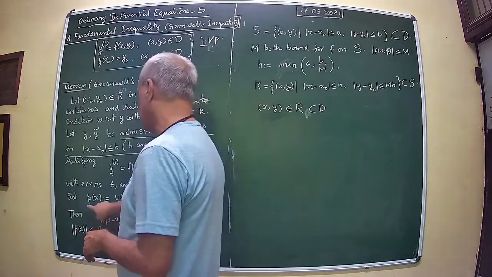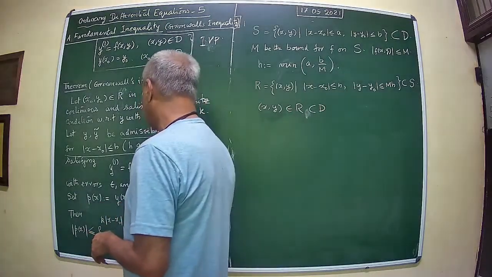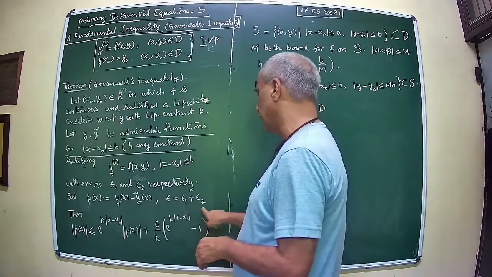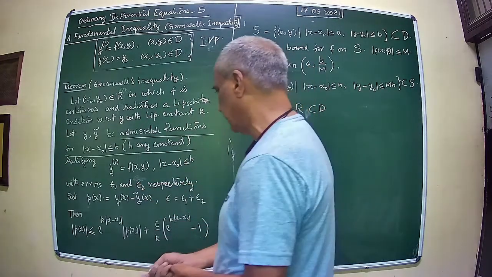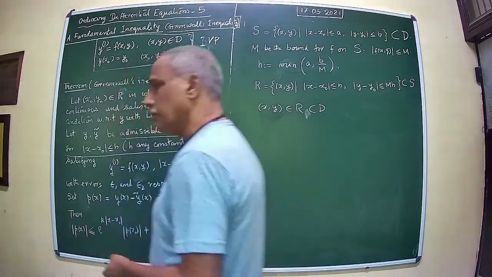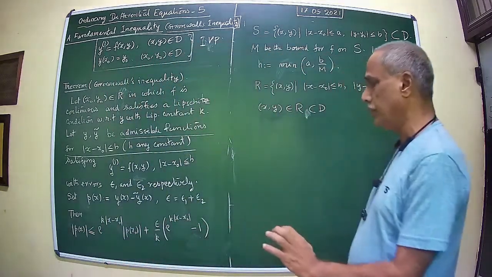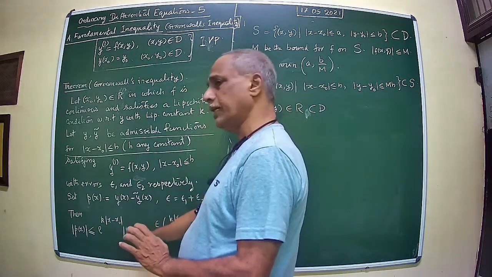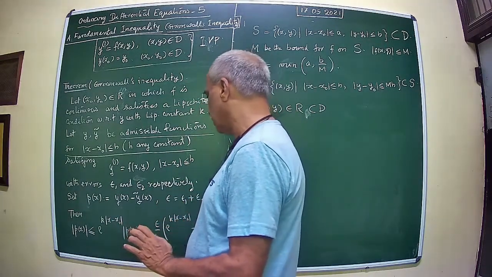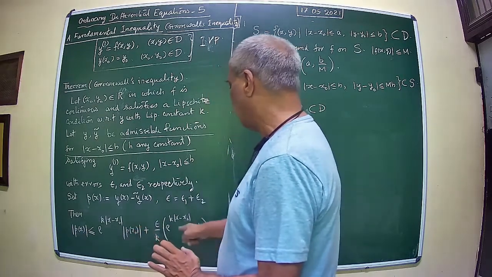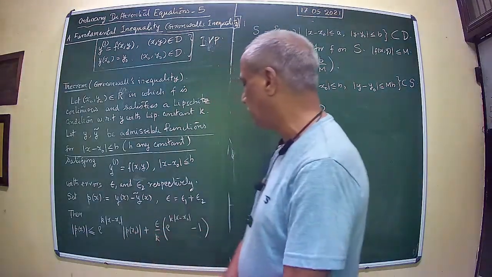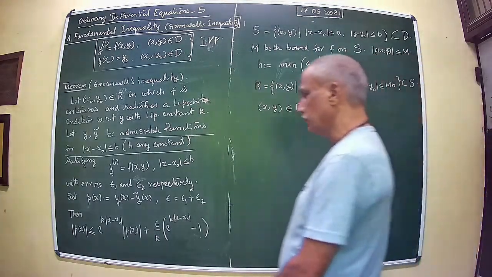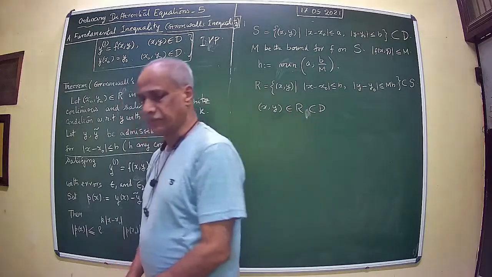Now we define P of x to be the function y of x minus y tilde of x, and epsilon we set as epsilon 1 plus epsilon 2, the errors that you have there. Then mod P is bounded by e to the power k mod x minus x naught times mod P of x naught plus epsilon by k, multiplied by this factor, that is e to the power k mod x minus x naught minus 1. So this is the result that we want to prove.